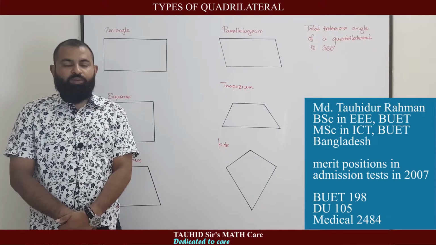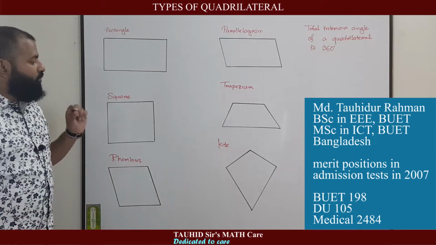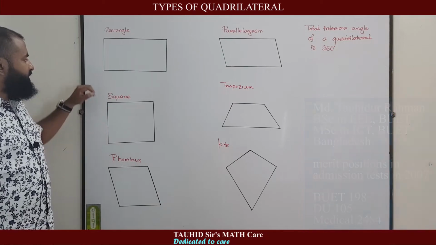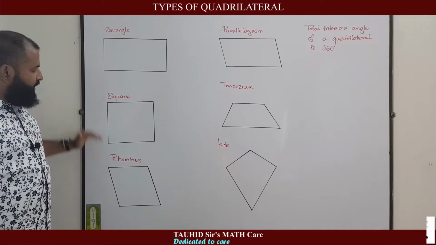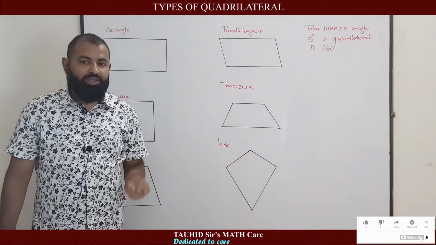In this video, we will be introduced with several types of quadrilaterals. The most common types of quadrilaterals are rectangle, square, rhombus, parallelogram, trapezium and kite. We will know about them in this video.